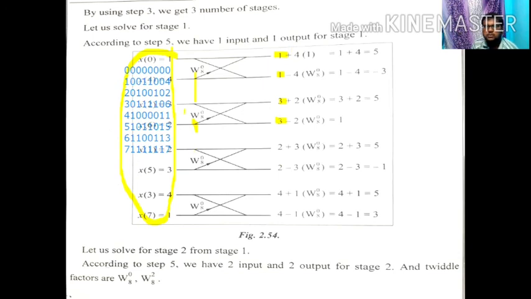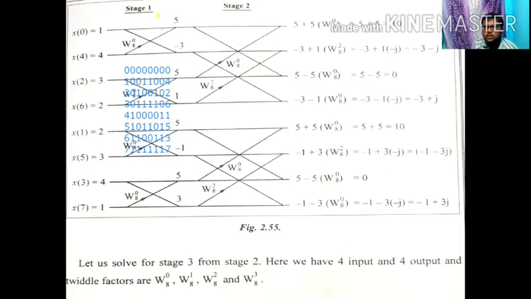So in stage 2, look at the stage 2. This is stage 1 and stage 2. How can stage 2 be obtained? Stage 2 can be obtained from stage 1. It means combine the two butterfly stages here. So now it becomes 2 inputs. So I combine these 2 butterflies into 1. So next I combine these 2 butterflies into 1 butterfly.